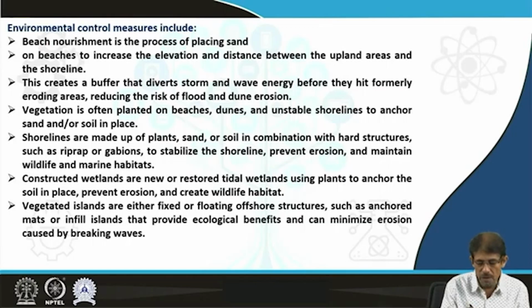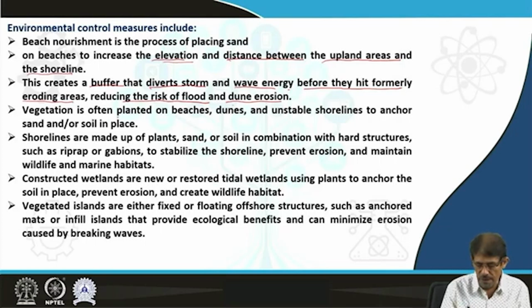Particularly, environmental control measures mainly include beach nourishment. This process is concerned with the placing of sand on the shore area or beach area to increase the elevation and distance between the upland area and the shoreline. This creates a buffer or a protective zone that diverts storms and wave energy before they hit the formerly eroding area, reducing the risk of flood and dune erosion.